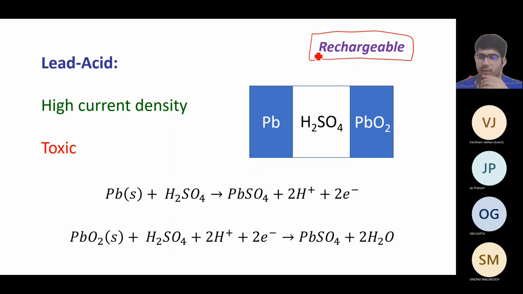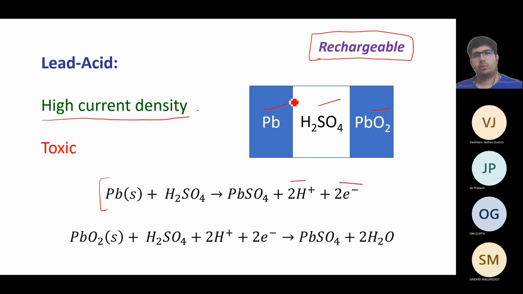Lead acid batteries, first example. It has a very high current density. One side is lead, the other is lead oxide, and the electrolyte is sulfuric acid, H2SO4. So you can see the reactions. Pb plus H2SO4 converts to PbSO4 plus 2H+ plus 2 electrons.